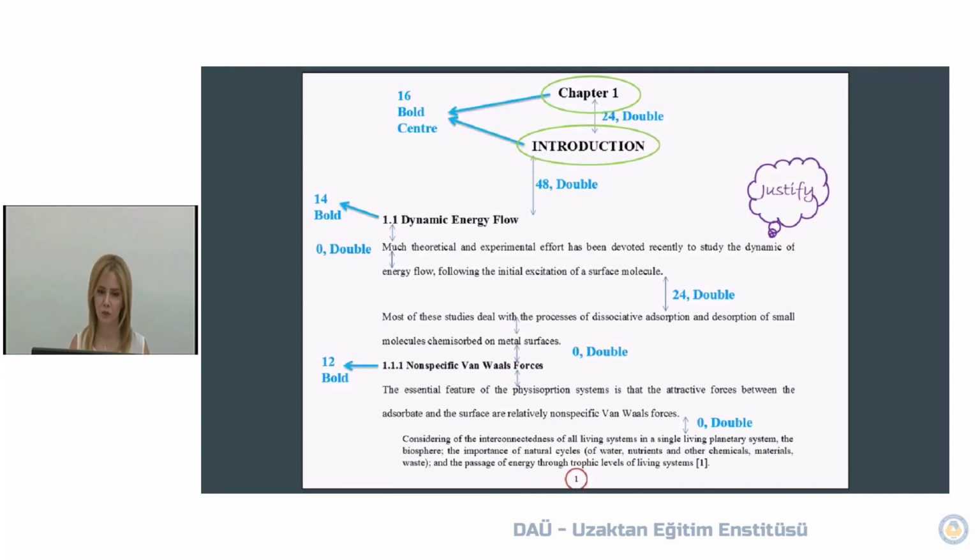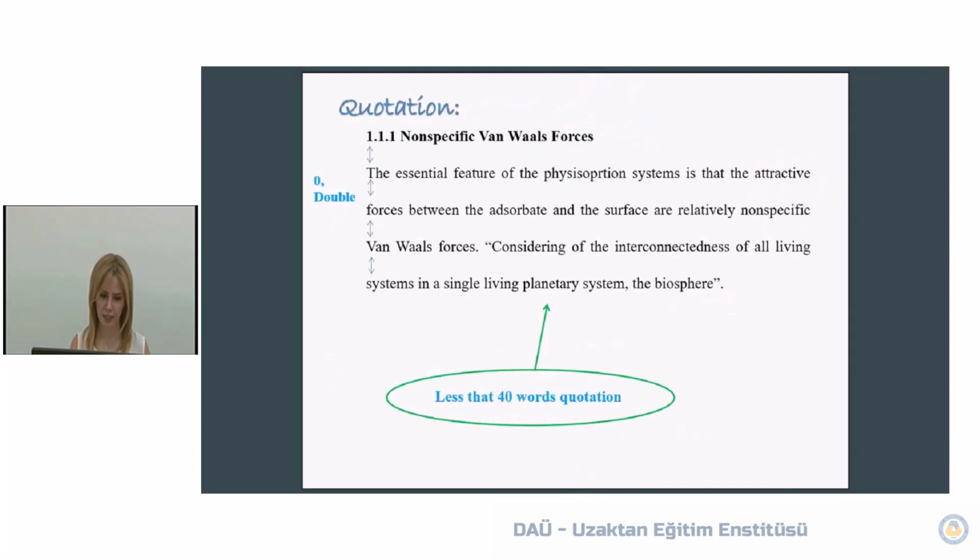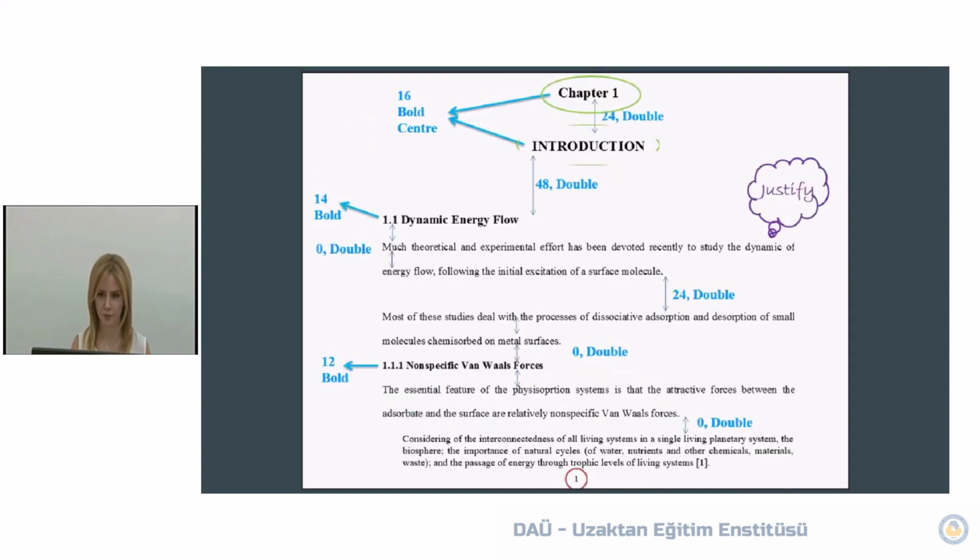And always start your chapter 1 at page number 1. So you may continue exactly the same thing for your chapter 2, 3, 4. For example, if your chapter 4 title is empirical results, we're going to have chapter 4, then 24 and double, empirical results, all in capital letters, then 48 and double, and then the first line.